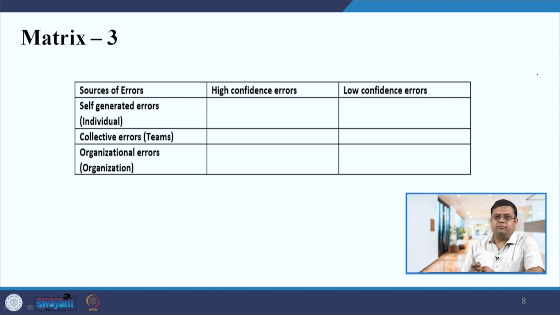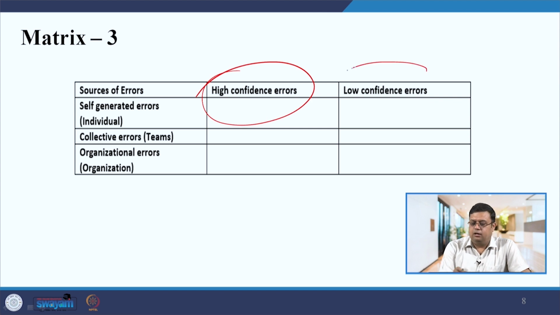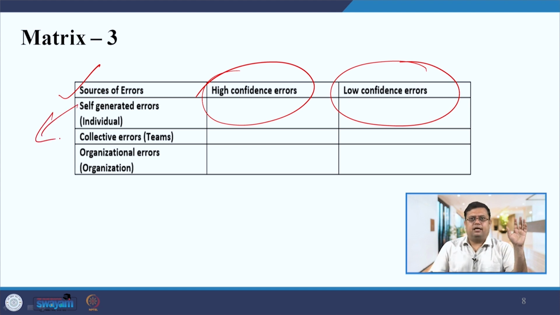The next important matrix that you need to understand is high confidence error and low confidence error. On the basis of that, you have to divide the sources of error. I hope I have already discussed the error definition before this, so you must be aware of what an error is. Again and again I will not define what error is. Here you can divide the errors into three categories. Whatever error is taking place in the organization, in the department, it is because of what? It is because of the individual, because of the department, because of the organization.